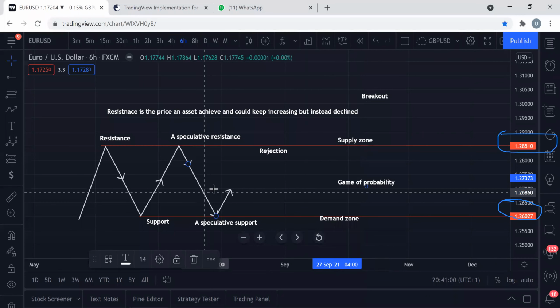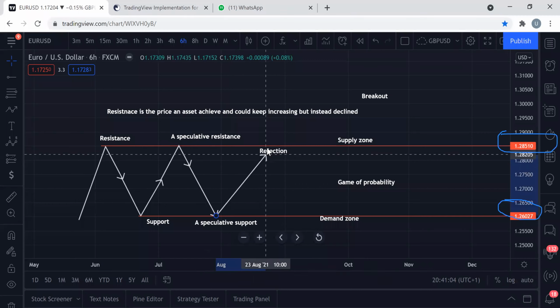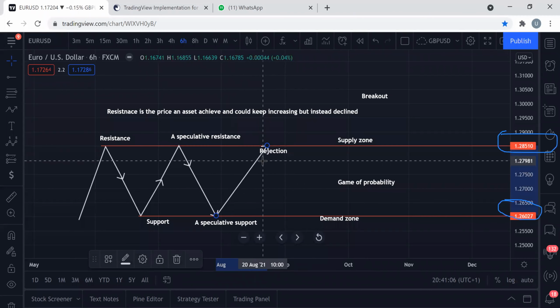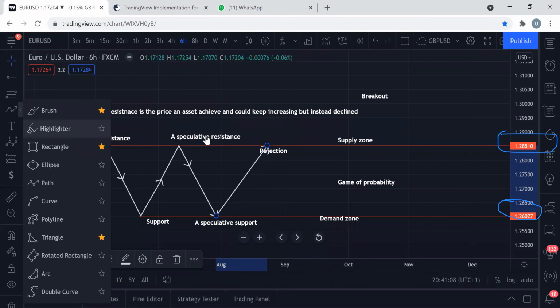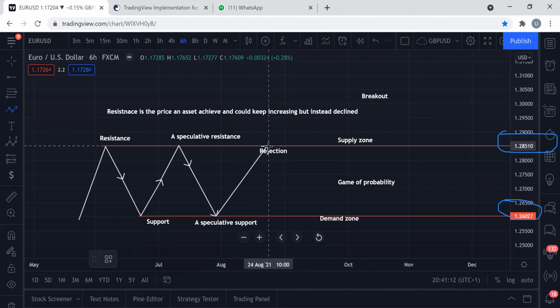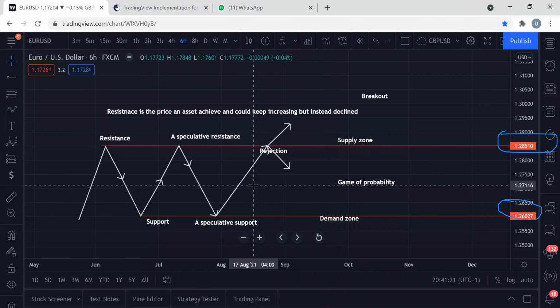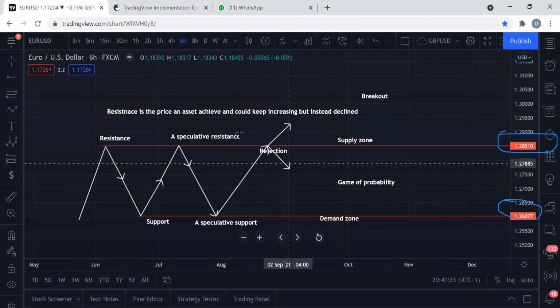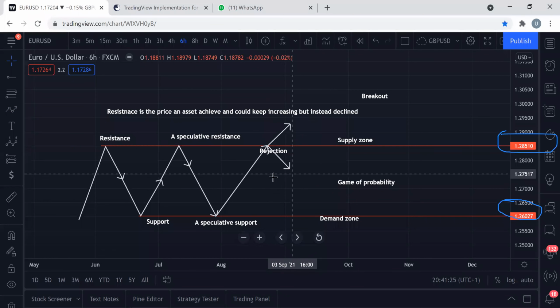Game of probability. Now, when the price approaches a level, let's say a support level that you have recognized, what you'll be expecting is either you see something like this, or you see something like this. Either of these two can happen. Whichever one is the case, you learn how to trade it.